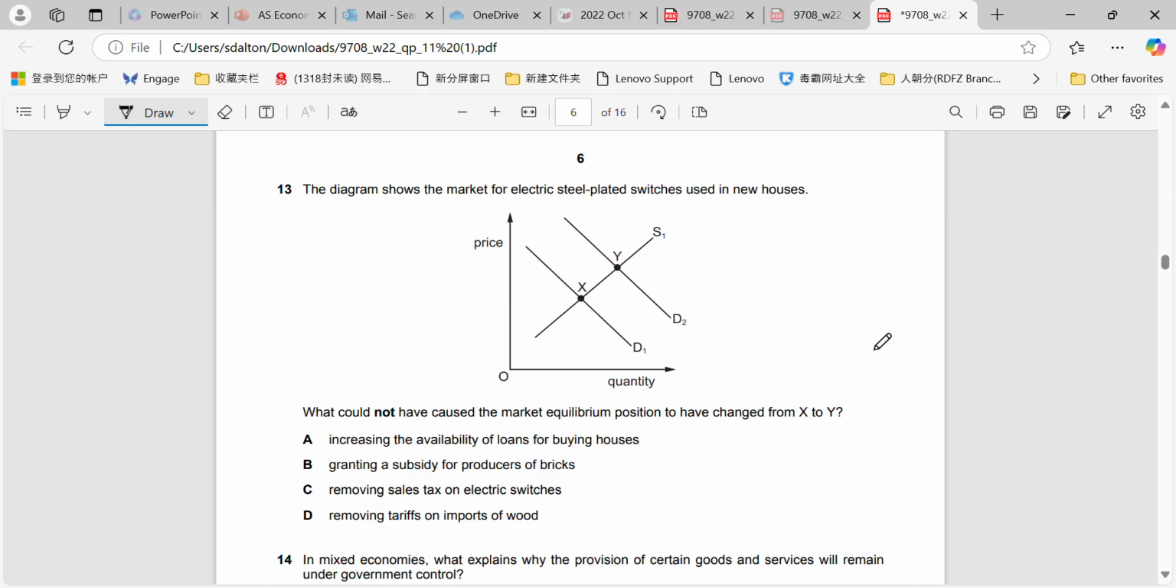13. This is a difficult question as well, actually. There's a couple of very difficult questions in this exam, I thought.